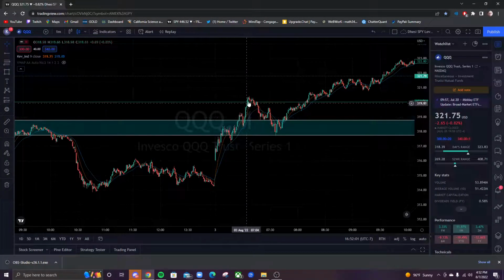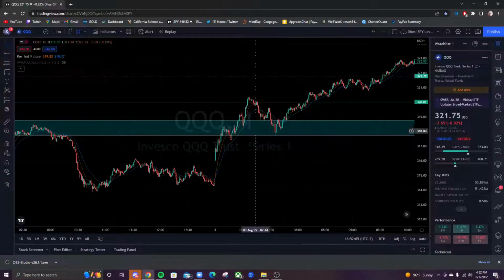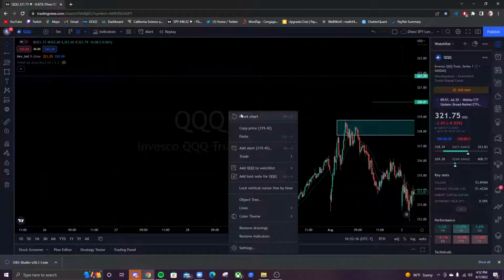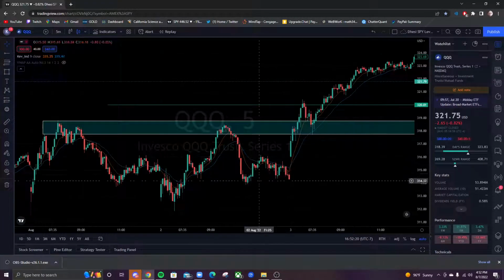Rode the EMAs all the way up, got rejected at that 320 level, and perfectly came down and tested the bottom of the zone. You could also take these candles right here to the upside, but they're personally more risky because I think that using the 5 minute as a confirmation of a breakout is just a little bit safer, especially on 0-day contracts.